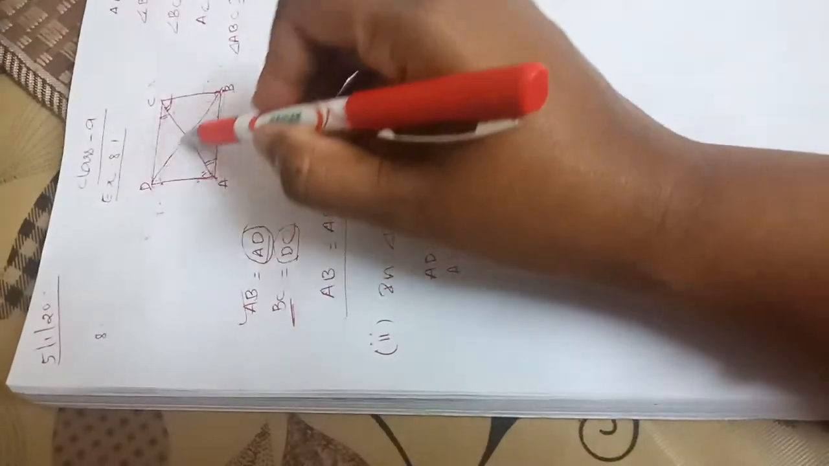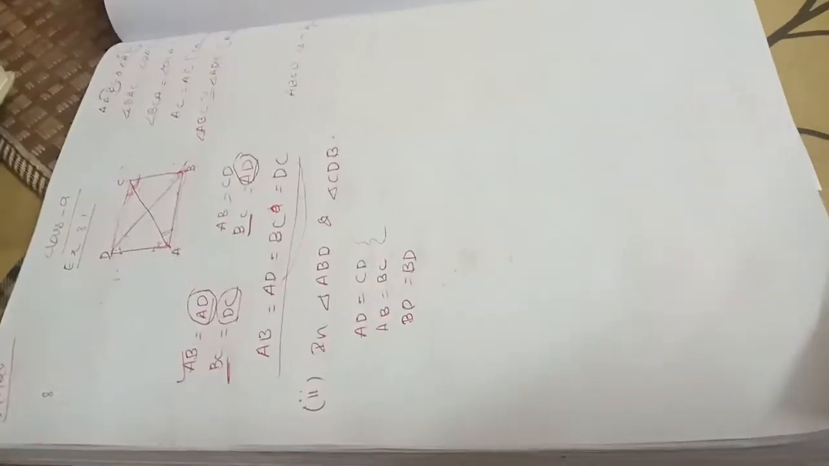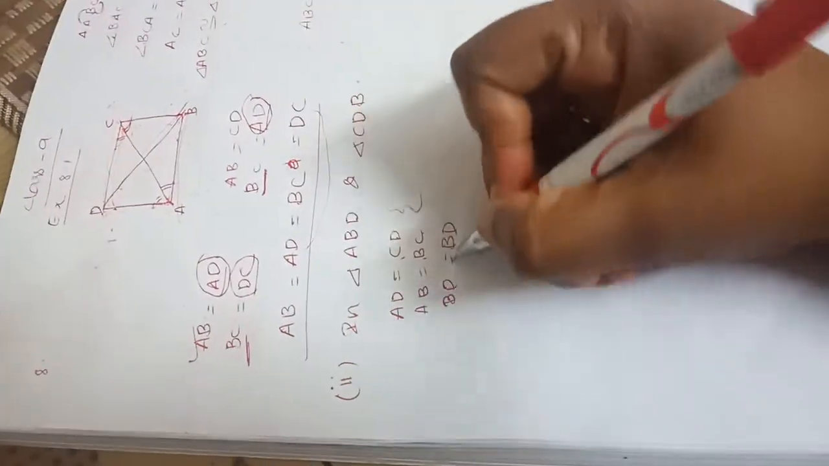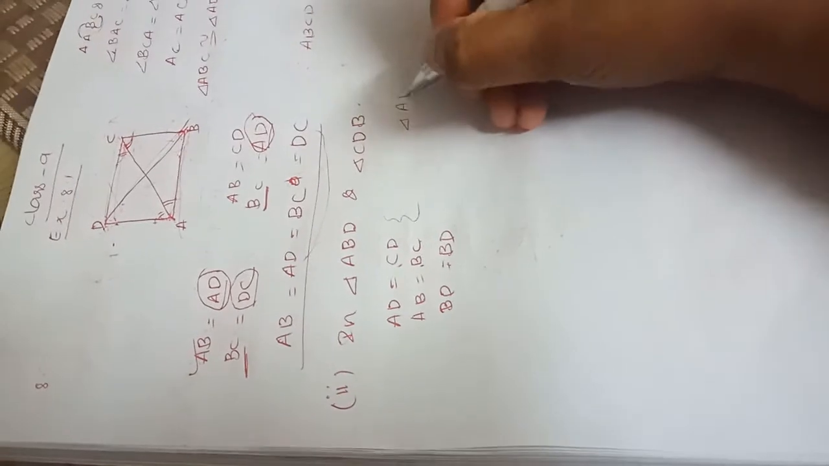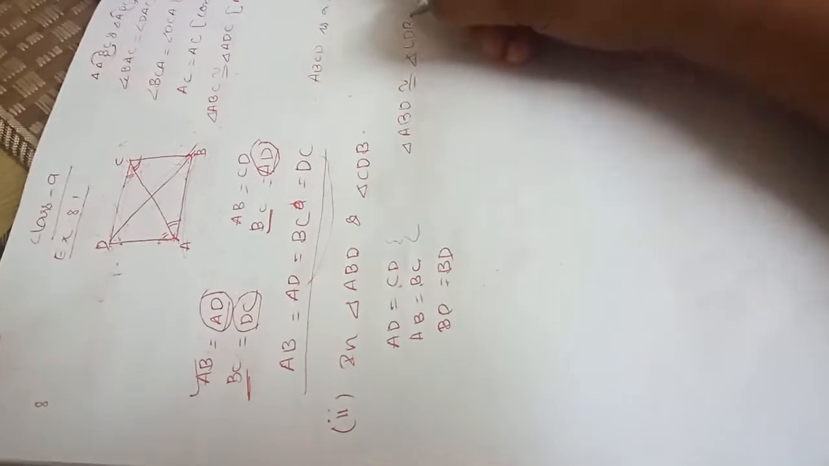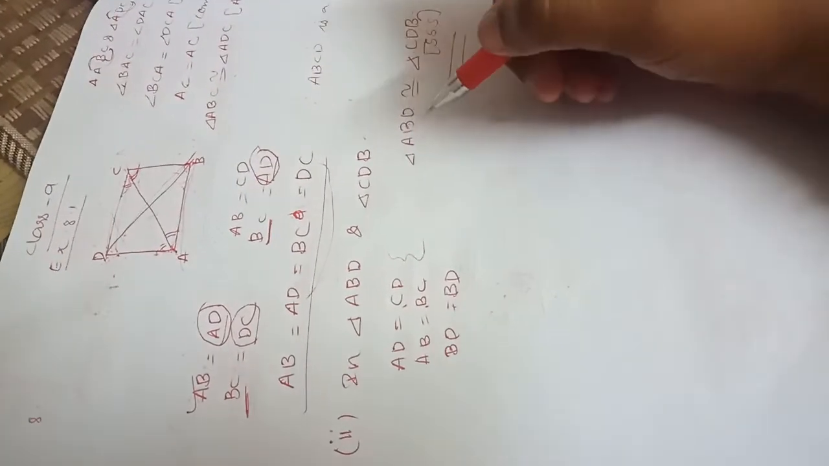Is there any common side here? Yes, BD is the common side. So BD is equal to BD. We can equate the sides to each other because the sides of a square are equal. We can equate any other side with AD because all the sides are equal, right? And again BD is the common side, so by using SSS criteria, we can write triangle ABD is congruent to triangle CDB. By using which criteria? SSS criteria.